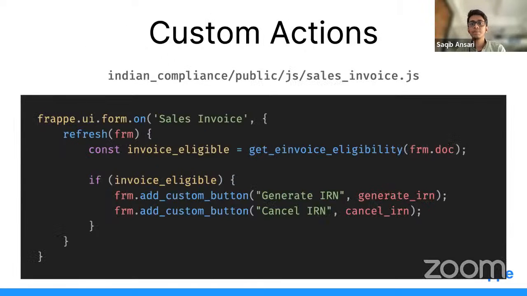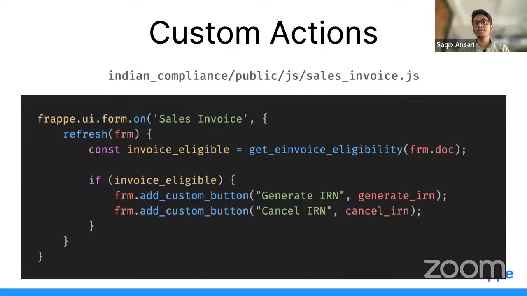Then these are custom actions. So I will take an example of e-invoicing in India. For example, we need to add a custom button in the sales invoice form, at the top of the sales invoice form, to generate IRN, basically. And this generate IRN button will basically generate IRN, and it should only be shown for specific invoices, right? So all this configuration is custom to the Indian region only.